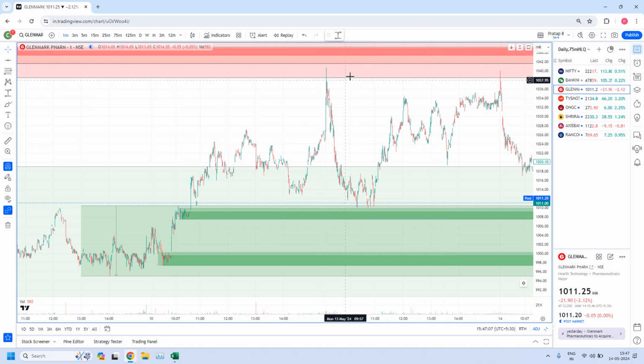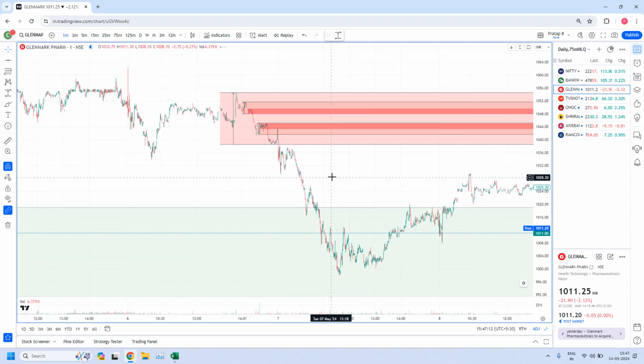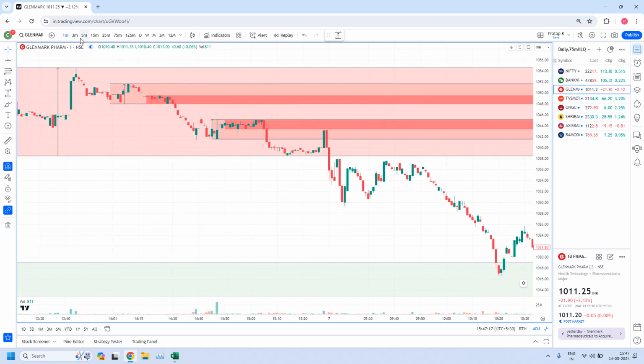The reason is, this is the area we fine-tuned. But the problem is, the fine-tuned zone is already tested. Let me go to the 5 minutes time frame.